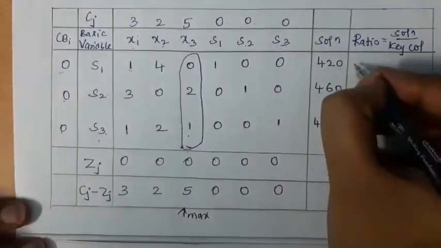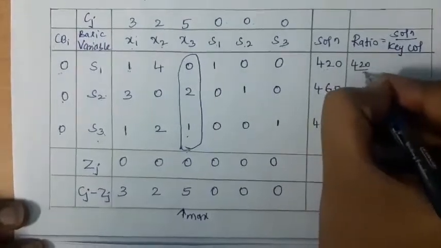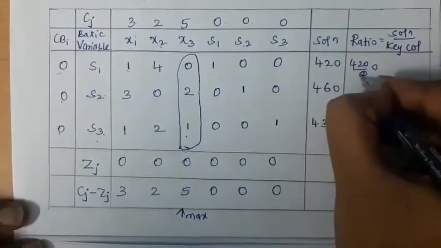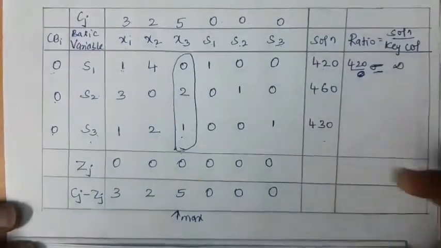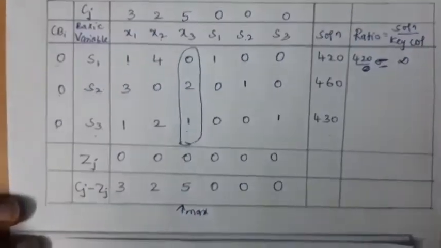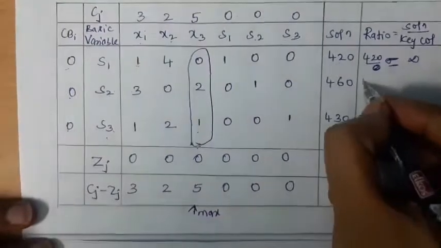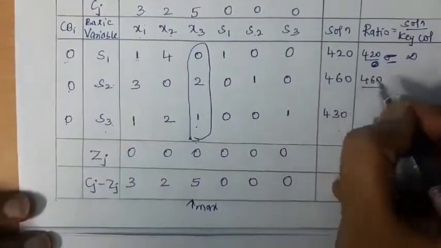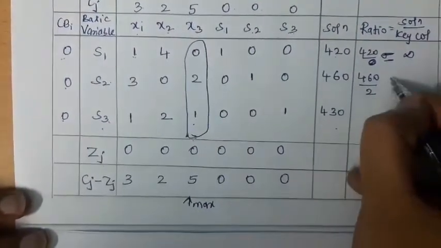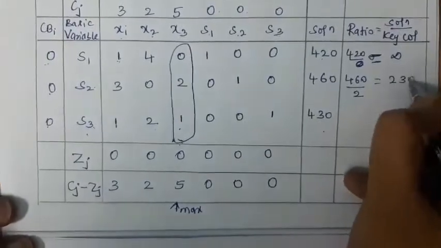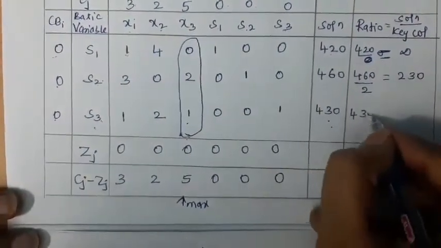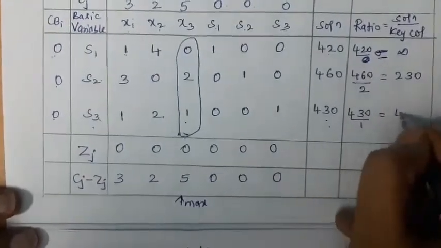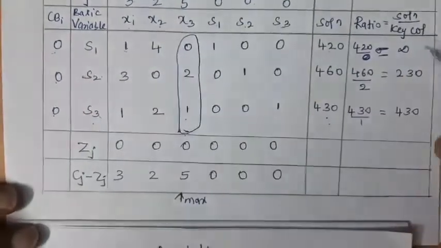So 420 divided by 0, so we get infinite. Okay, 420 divided by 0 is equal to infinite. So next is 460 divided by 2, so that is equal to 230. Next, 430 divided by 1. That is equal to 430. So we have got these values.